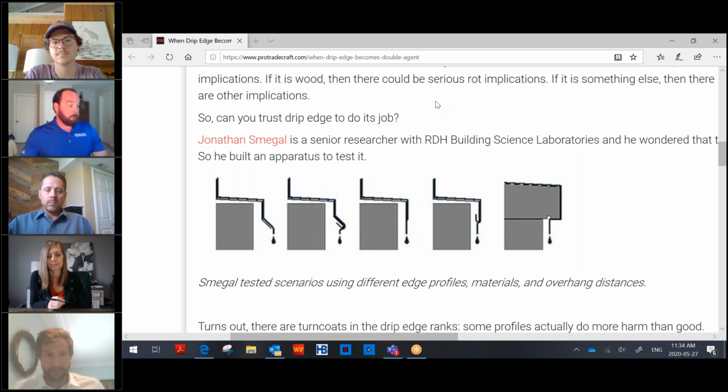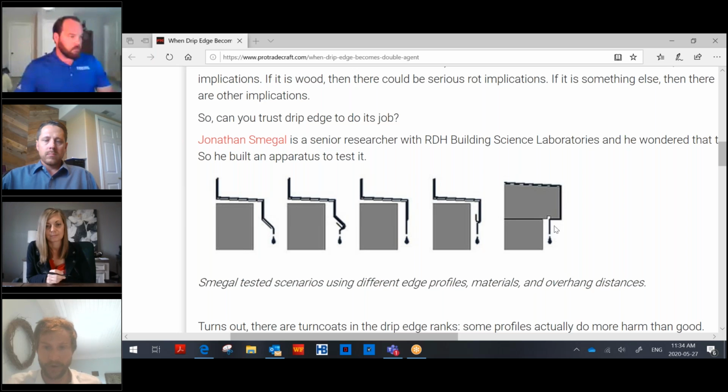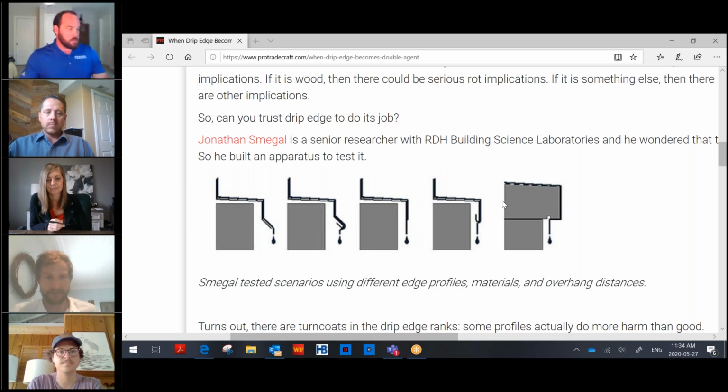So this diagram is from RDH Building Science, who we talk about a lot. And one of their people did a test on various types of drip edges and how well they do in terms of creating that break. So the point here is that each drip edge does a different job of being able to do that and break the surface tension of the water droplet, getting it off the building.